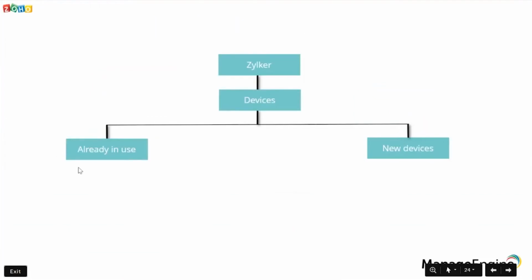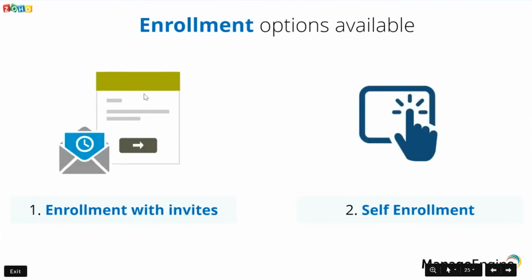First, we'll discuss how you can enroll devices already in use. So for devices in use, we have two main enrollment options. The first is enrollment with invites, and the next is self-enrollment. In enrollment with invites, as the name suggests, we will be sending a mail or an SMS invite to your users, using which they can onboard the device by themselves. And in self-enrollment, the admin has to publish a common link using which the users can onboard their devices. So let's take a look at both of these one at a time.